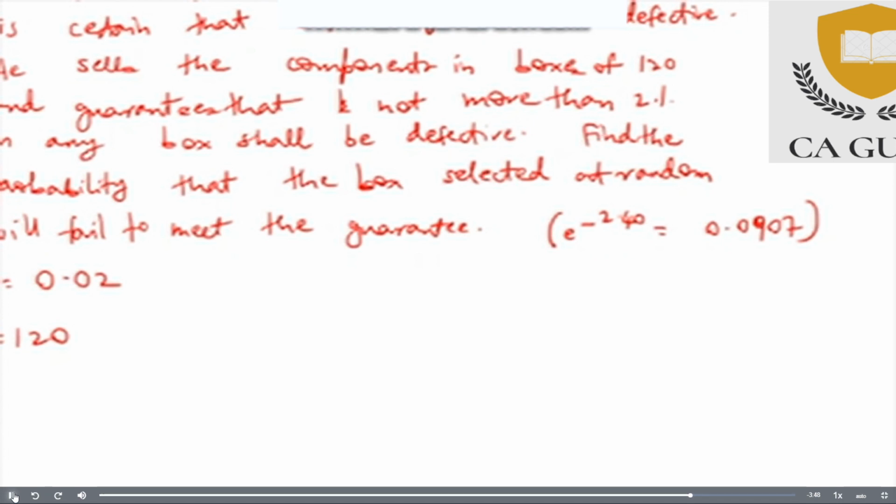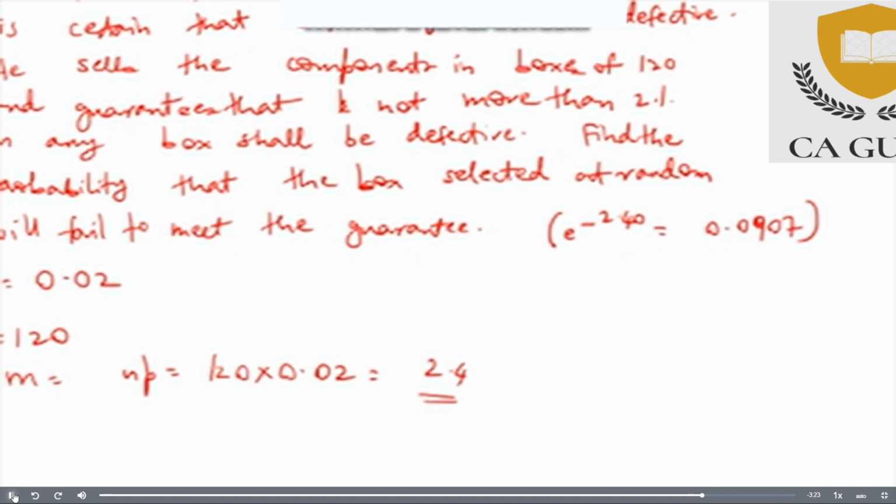So what we are trying to find out is, he says that not more than this 2% shall be defective. So m, we have to first find the average. In any case of Poisson, we have to find the average. Here the number is very large and the e value is given, so it is a clue that it is Poisson. m is equal to NP, which is equal to 120 into 0.02. This is 2.4.